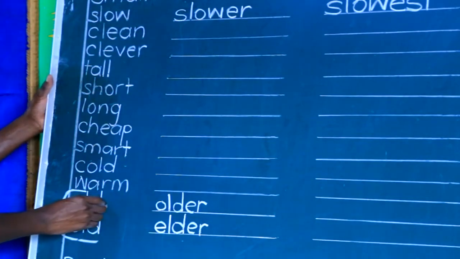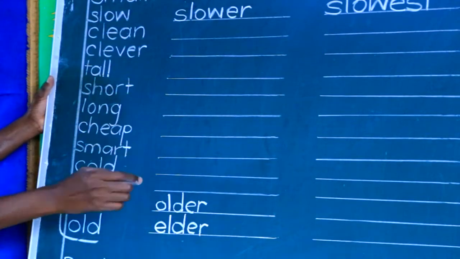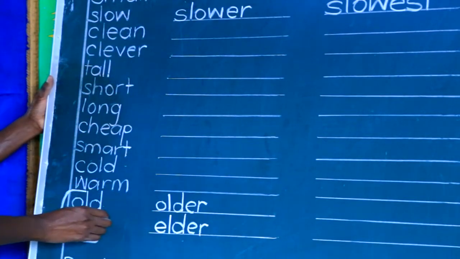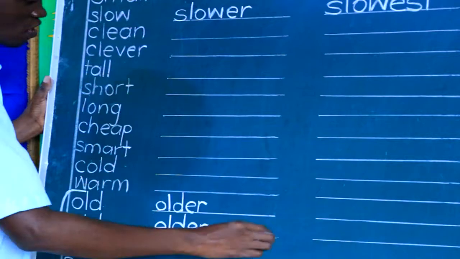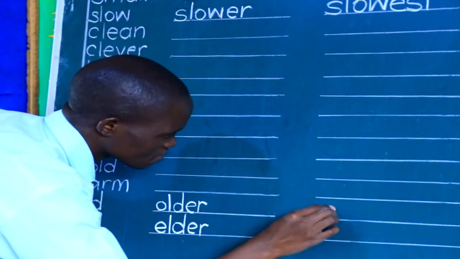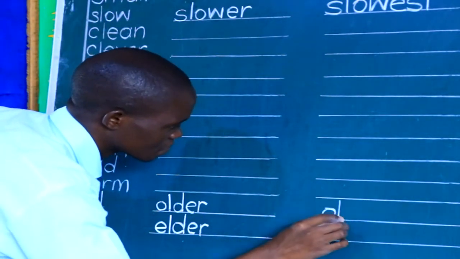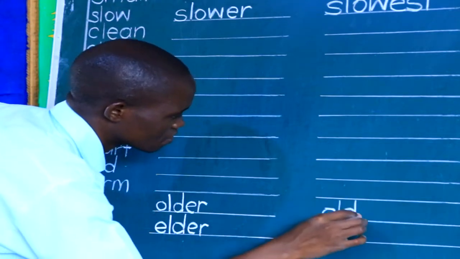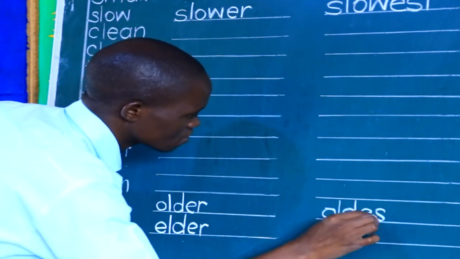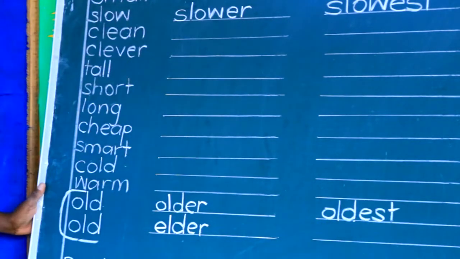Still from old, let's go back to the first one. Old changes to older. It can change to oldest in the superlative. Old, E, S, T. That is oldest.